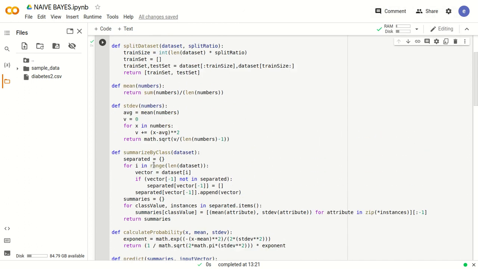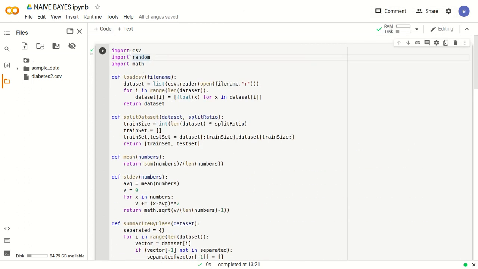Now let us get into the actual program. So we import the 3 required modules: csv, random and math. Like any other program, we just open the dataset using the open function, and here we are processing it as a list, and ultimately we are returning the dataset. The dataset will contain 768 items, that is 768 rows. As you can see here, it will have the values for each of the 8 attributes, and the last column will have the outcome, that is whether the person is diabetic or not. So that is what we are doing in this load CSV function.